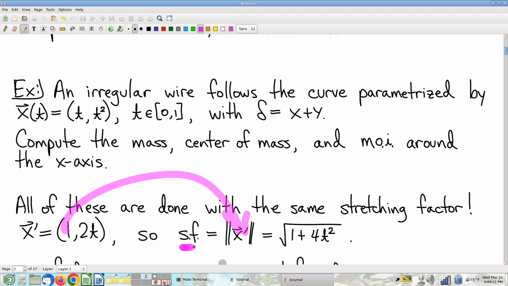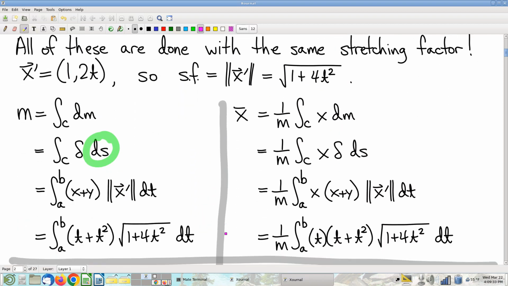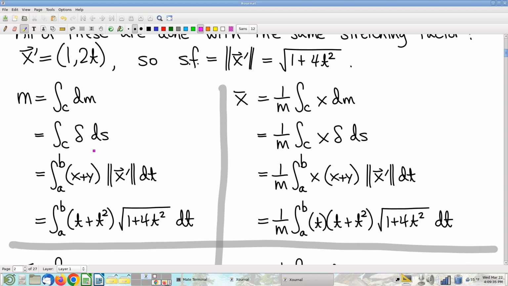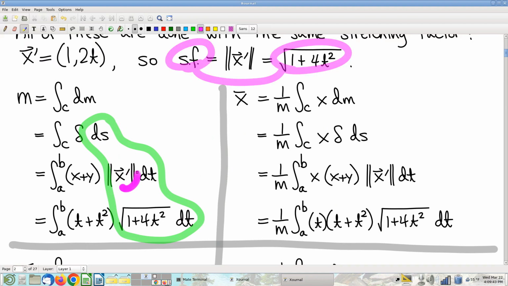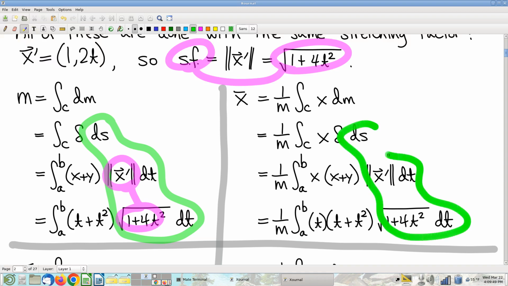Magnitude gives me speed, which of course is my stretching factor, so we're in business. There's our stretching factor. Everybody okay? And that allows me to proceed here. So ds is stretching factor times dt. Notice the same exact thing happens in all of these integrals.